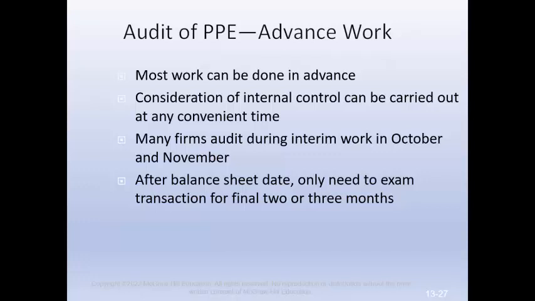Many auditing firms lighten their year-end workloads by performing interim work during October and November, including the analysis of the plant and equipment ledger accounts for the first 9 or 10 months of the year. After the balance sheet date, the work necessary on property accounts is then limited to examination of the transactions for the final 2 or 3 months.